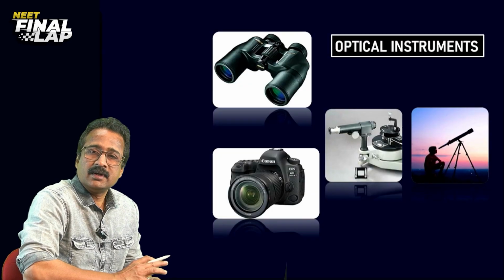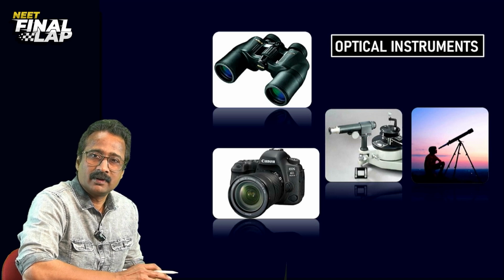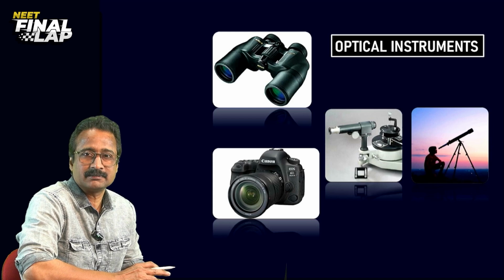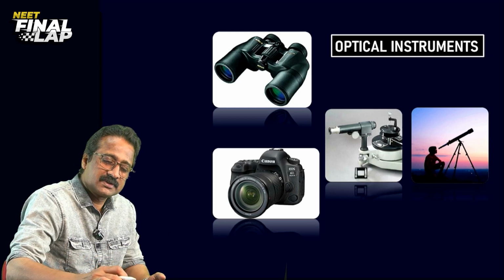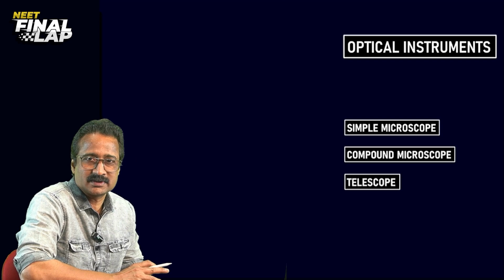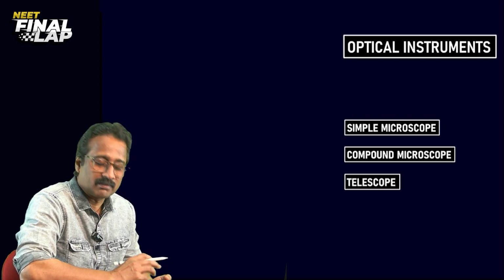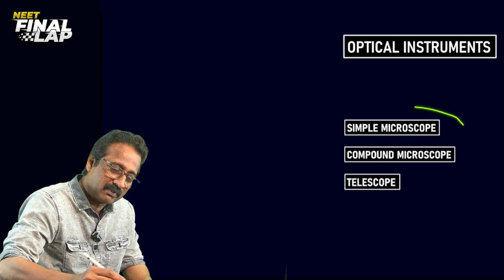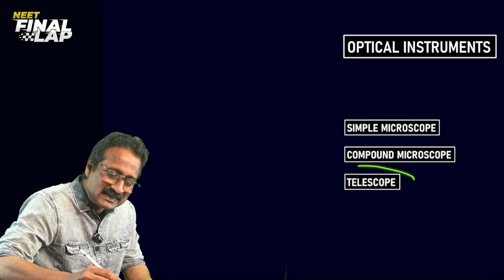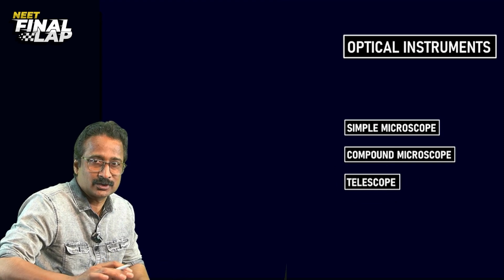Friends, there are many instruments which employ lenses. A camera, binocular, microscope, telescope. These are all instruments which employ lenses widely. Coming to our syllabus is actually limited to only 3 optical instruments. And out of these 3 optical instruments, 2 are microscopes, namely simple microscope and the compound microscope. And there is one design of telescope also. So this is what our syllabus is limited to.